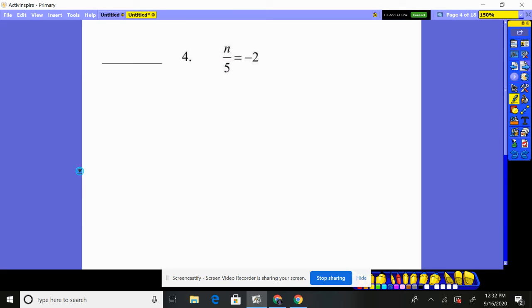Number 4. How do we get rid of dividing by 5? Well, you undo it by multiplying both sides by 5. Those 5s will cancel. N equals negative 10.